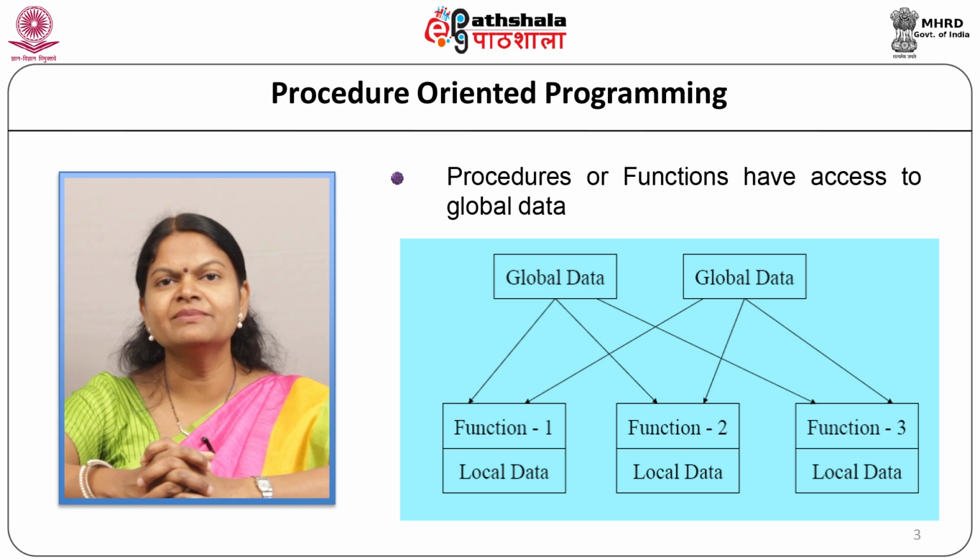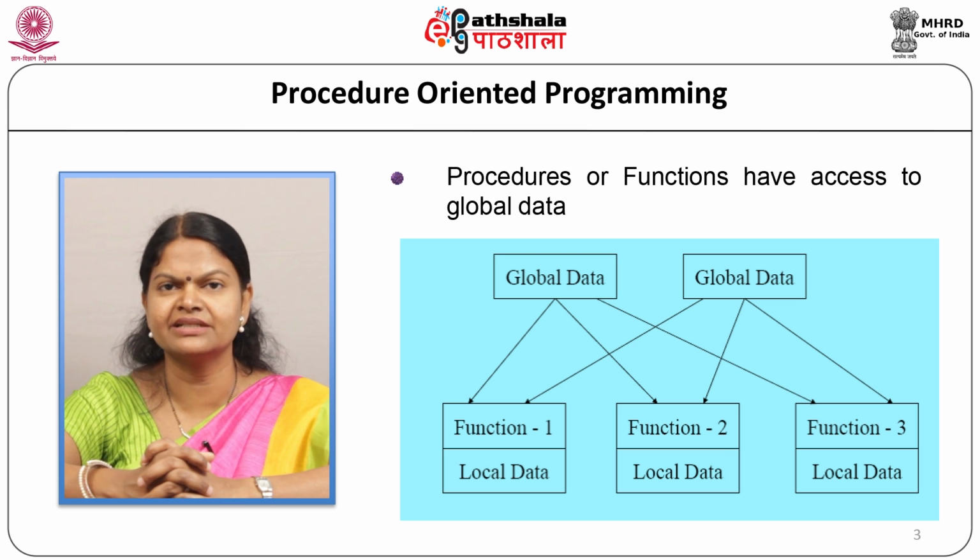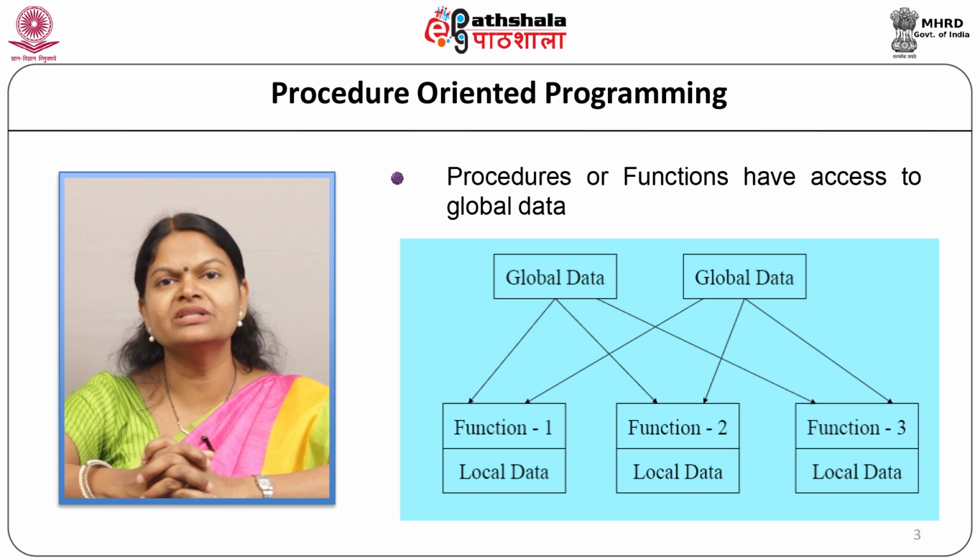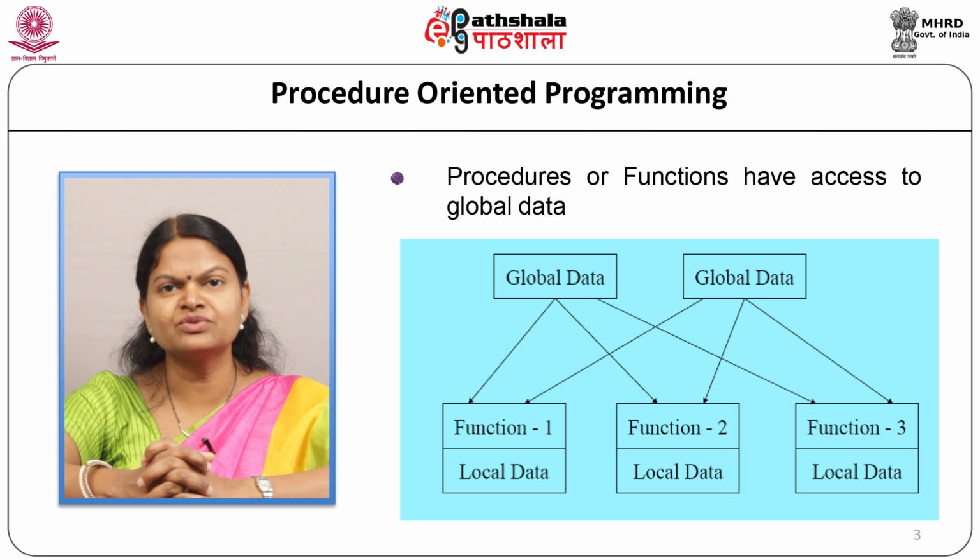In this diagram, you can see a flowchart where there is global data and three user-defined functions. These three user-defined functions have their own local data, plus they have direct access to the global data. This global data can be accessed by any user-defined function, which is dangerous in a programming language. Any function which modifies that data will be reflected in the global data. This is a major drawback of procedure-oriented programming, where global data flows freely into the program.